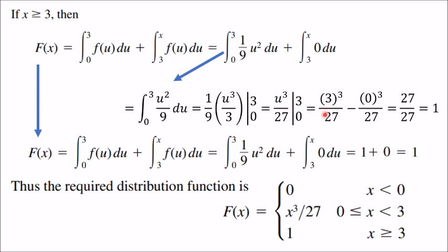O, alam nyo na yun paano ginawa. Yan na yung ginawa doon sa previous. And the answer of this is 1. So, ibig sabihin, ang part na to ay 1. Ito, kasi 0 yan. So, of course, the integral of 0 is always 0. Kaya, i-rewrite natin yan. Ito na. This is equal to 1. This is 1 plus 0. And that is equal to 1.